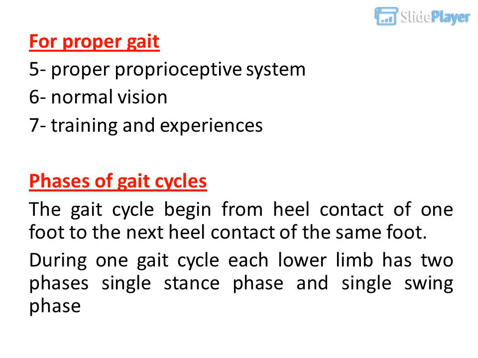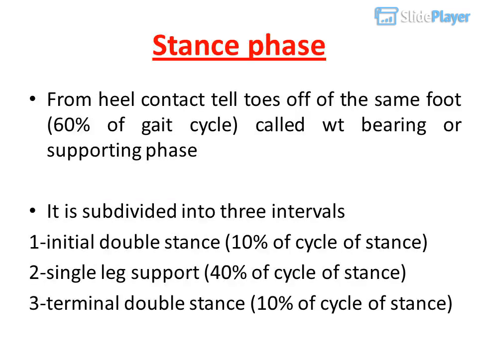Phases of gait cycles. The gait cycle begins from heel contact of one foot to the next heel contact of the same foot. During one gait cycle, each lower limb has two phases: a single stance phase and a single swing phase. Stance phase: from heel contact till toe off of the same foot, 60% of the gait cycle, called the weight bearing or supporting phase. It is subdivided into 3 intervals.